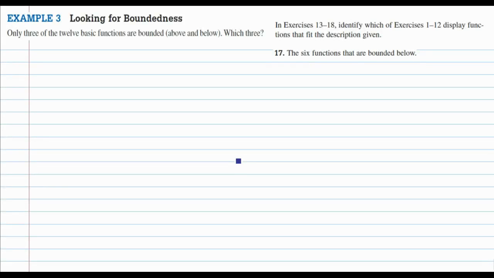This is the screencast for example 3 of section 1.3. This example is asking us to find 3 of the 12 basic functions that are bounded, which implies both bounded above and below, so they neither reach positive nor negative infinity.